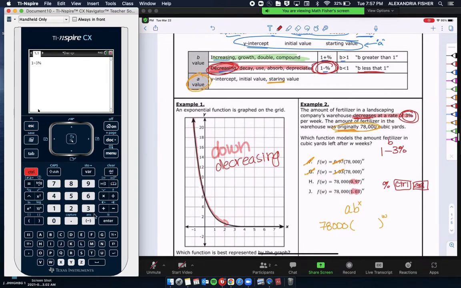And you're going to do Control Enter, and it gives you 0.97 equals 0.97, and the only one that matches is H. And remember, 1.3 is bigger than 1, so it would be increasing. So J couldn't have been our answer.